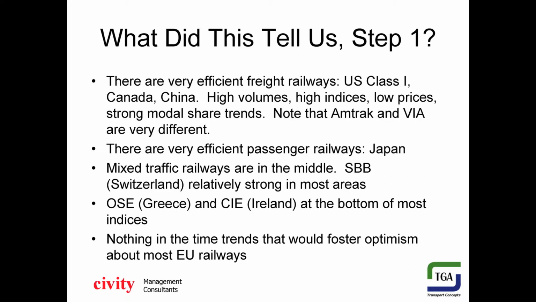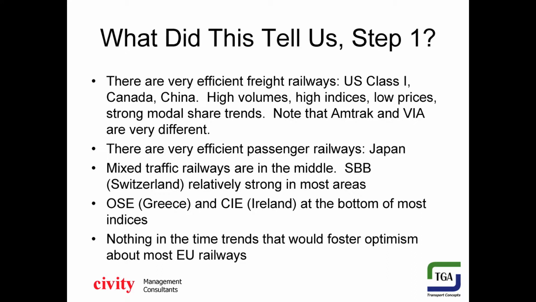There are some very efficient passenger railways. Japanese railways haul immense volumes, and they do it very effectively. Mixed railways, when I mean mixed, I mean balance between passenger and freight, tend to be in the middle. Switzerland tends to look very good in almost all areas, the SBB.